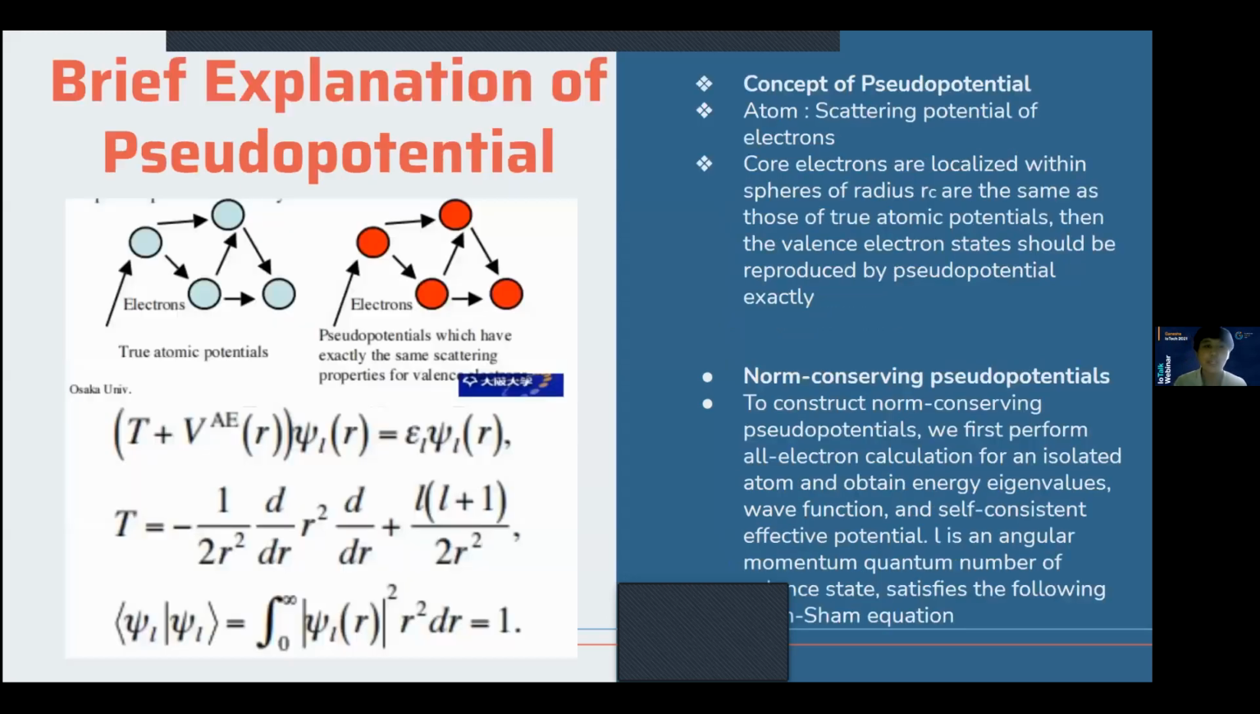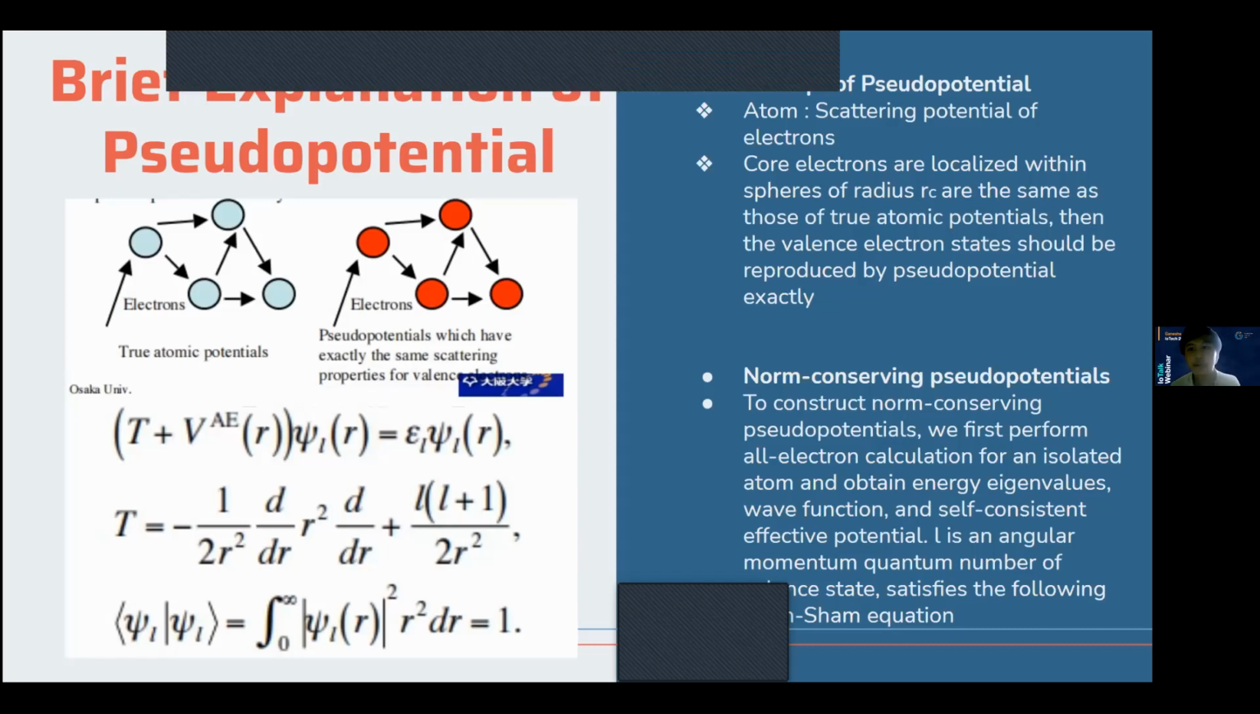Okay, so the next topic is I'm trying to give a review about the explanation of pseudopotential. Actually, there were many things explained by Morikawa Sensei, but I didn't get all the topics, because I only studied quantum mechanics last semester. So once again, I'm sorry. So the brief explanation of pseudopotential: if you see the left side, you could see the image.